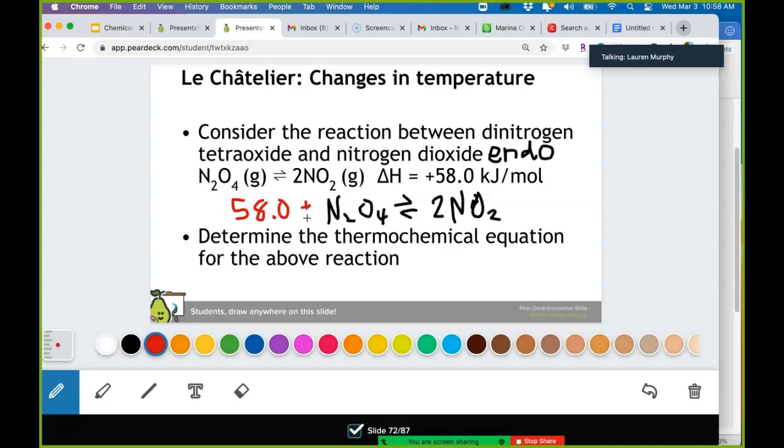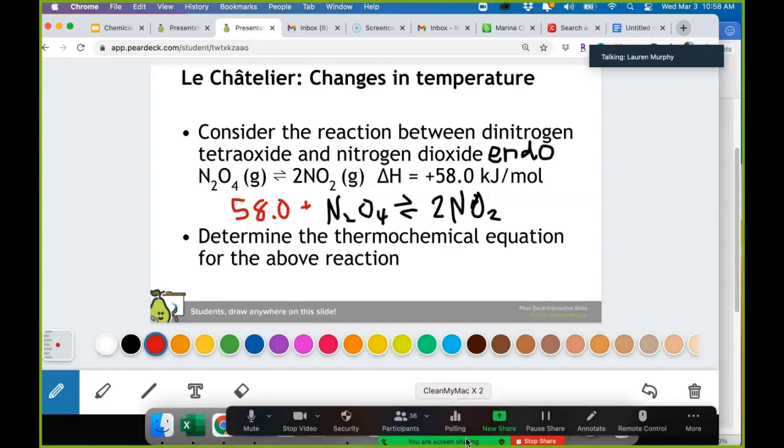So this is what my thermochemical equation looks like. And the reason that this matters is if we're going to do Le Chatelier's principle and put stresses on the system, knowing which way it shifts, you need to know which side the heat is on, because that's going to tell you which way we're going to shift. Any questions on the thermochemical equation before I keep going?